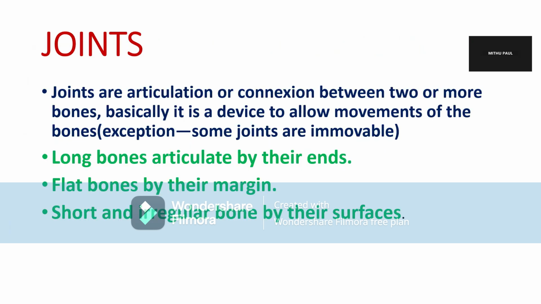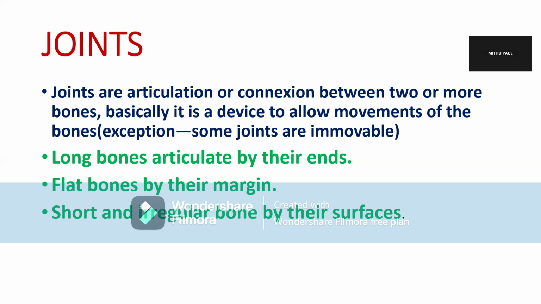The joints are the articulation or the connection between two or more bones to allow movements, and also to bring the adjacent bones together. So to define, joints are the articulations or the connections between two or more than two bones, and it's a device to allow movement of the bone. Exceptions are there where the joints are immovable too. Long bones articulate by their ends, flat bones by their margins, short and irregular bones by their surfaces.